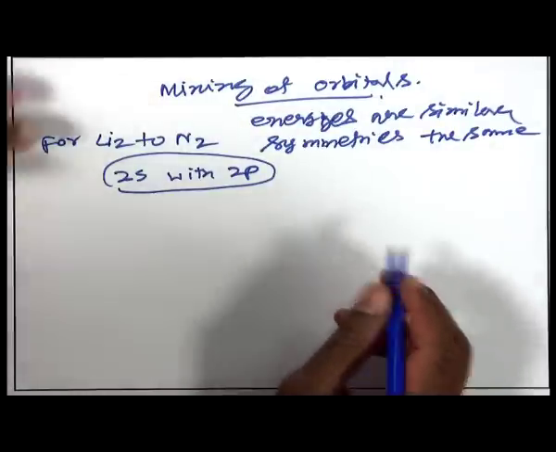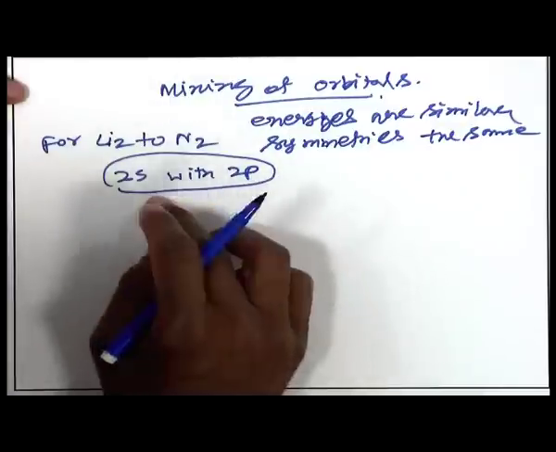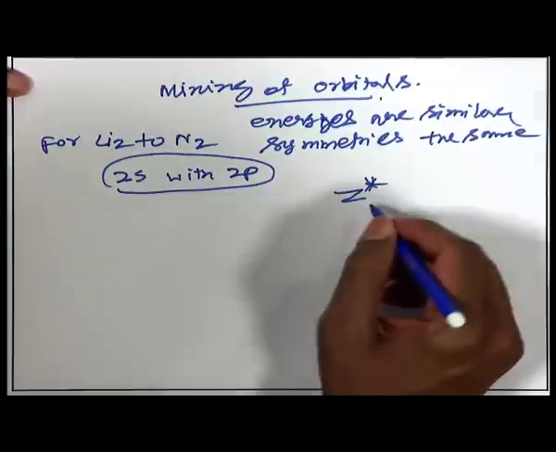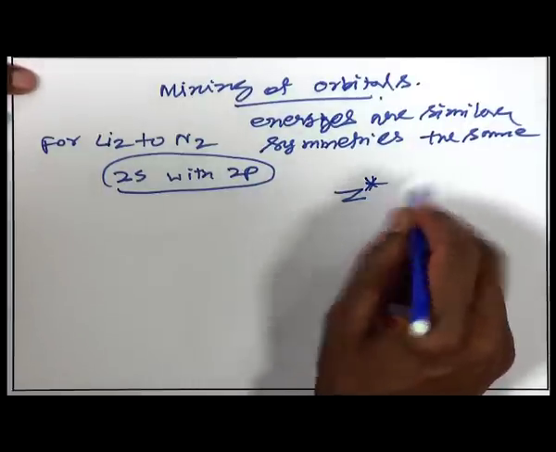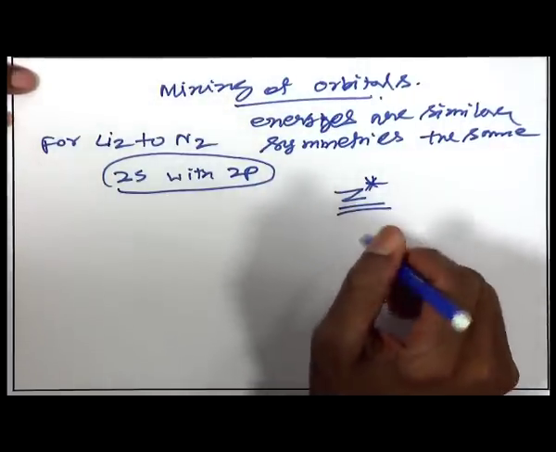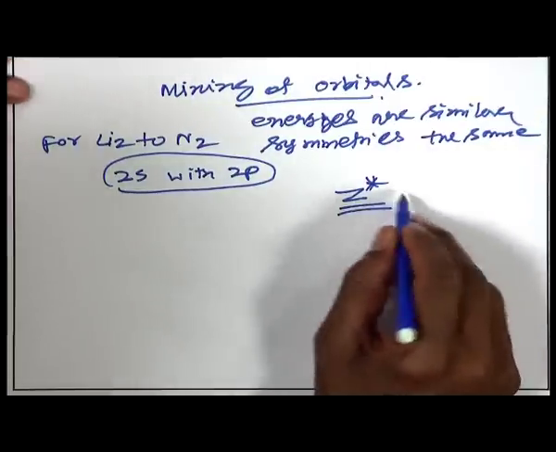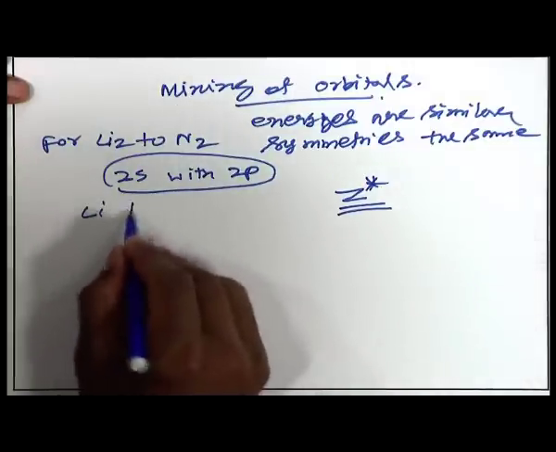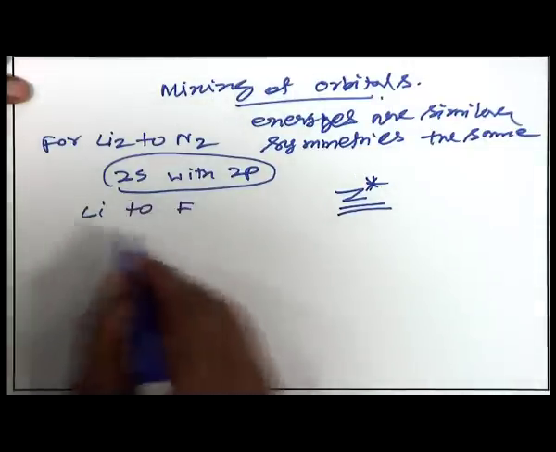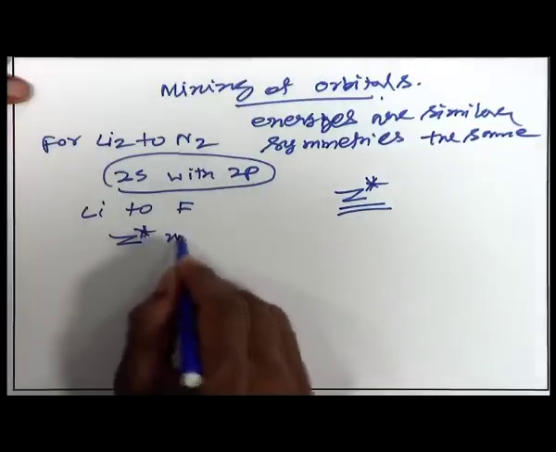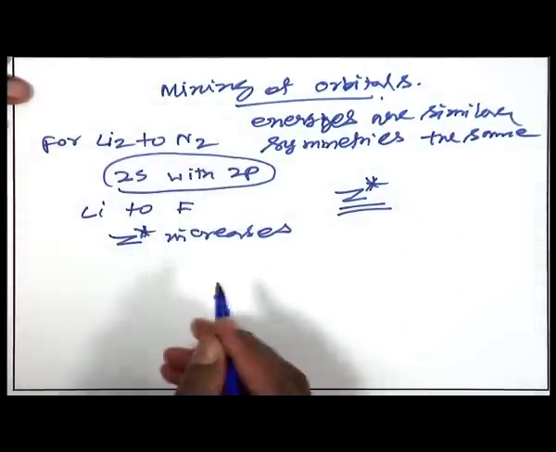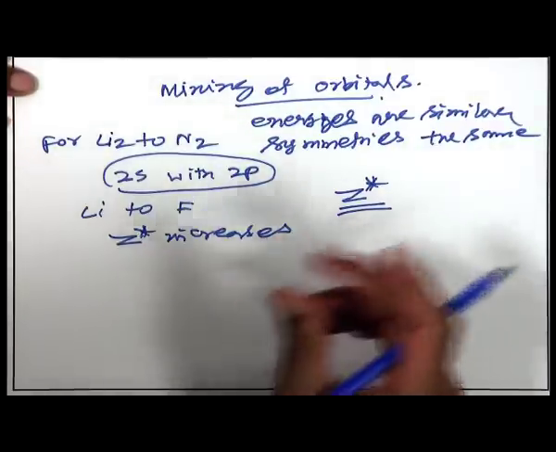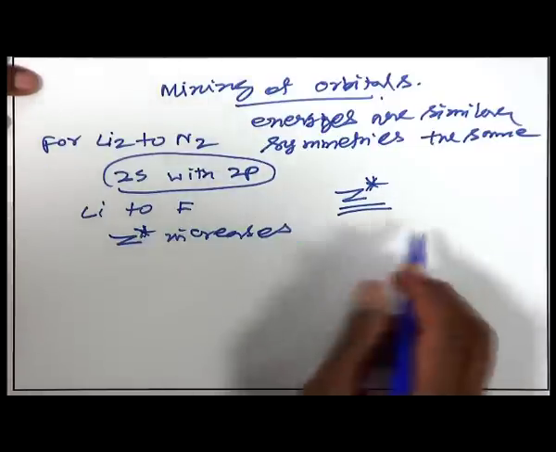So, how can it happen? Because the mixing depends on effective nuclear charge, which is represented by Z star, which is lower than the actual nuclear charge. This is called effective nuclear charge. That effective nuclear charge increases from left to right. So, when you go from lithium to fluorine, the effective nuclear charge, Z star, increases. Nuclear charge means the power to attract electrons towards itself, so that increases from lithium to fluorine.